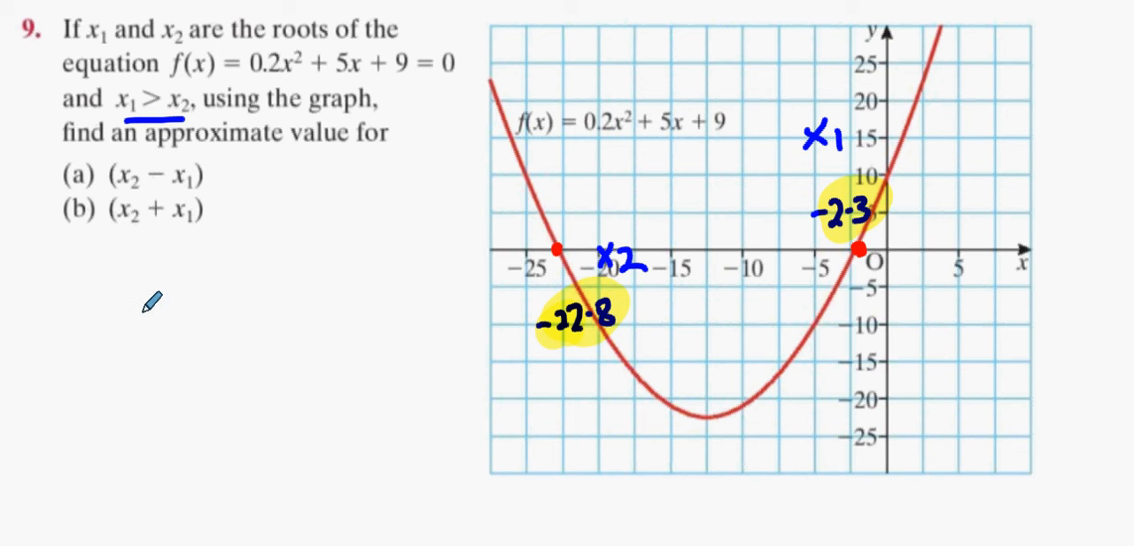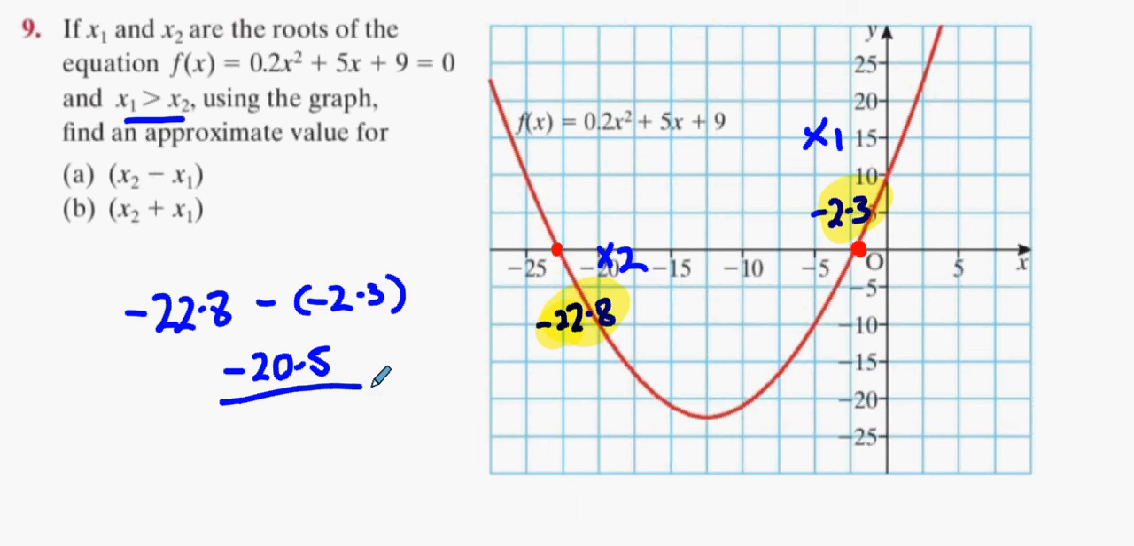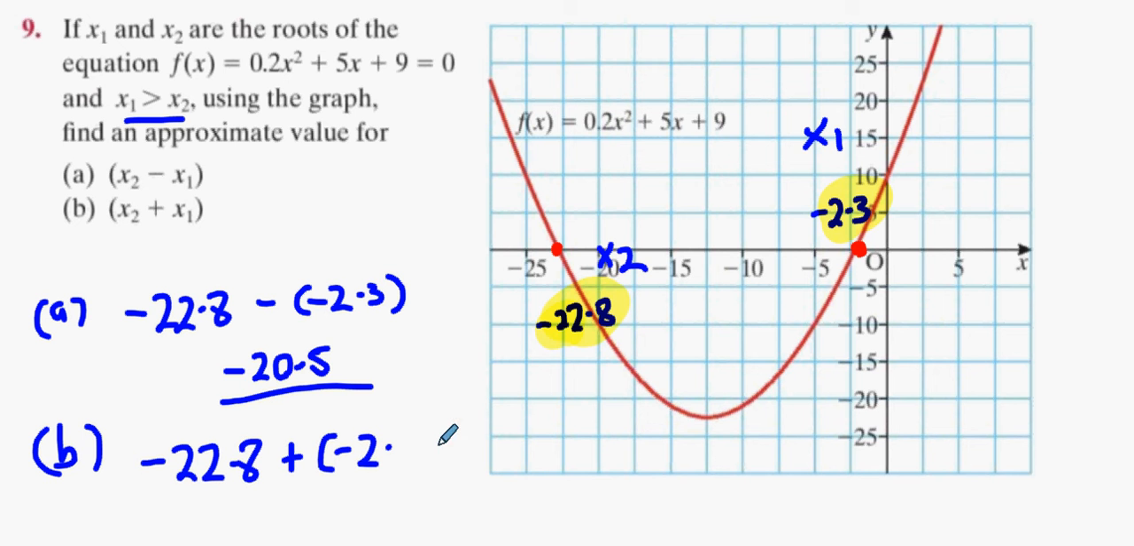So what's x2? Take away x1. I'm about to get minus 20 points. 5. Is that okay? Did anybody get an answer similar to that? What's b? b is add them together. What happens when you add them together? Minus 25.1.